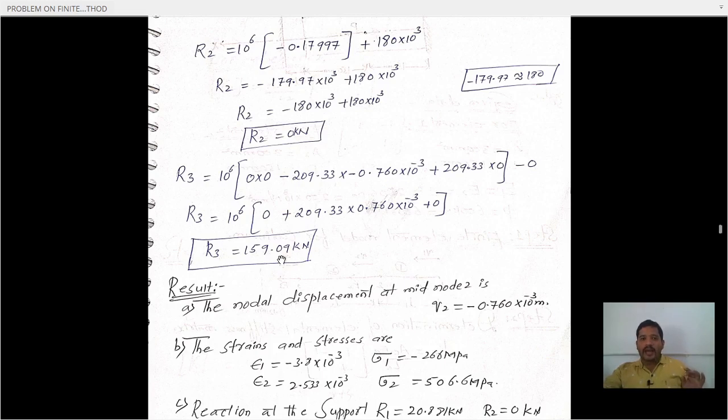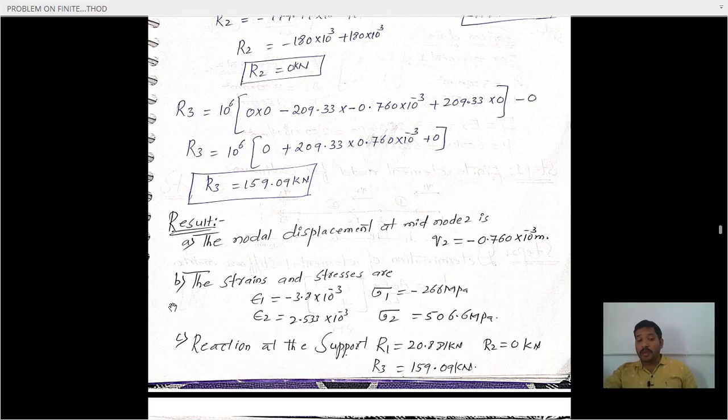And R1, R2, R3. Is it right now, dear? Then after that we have to represent this result, because based on the result only the external examiner will give the marks. Is it right? Please remember this point.